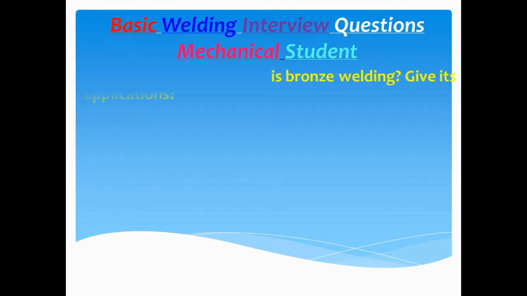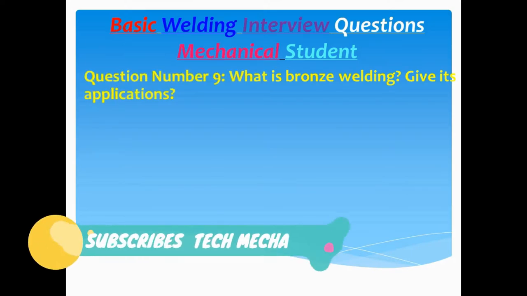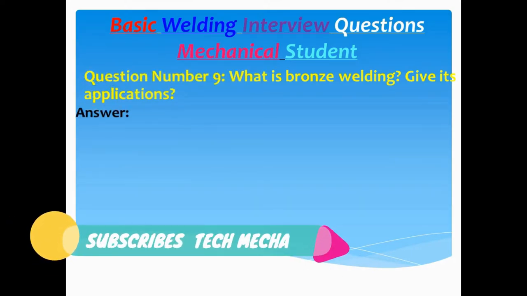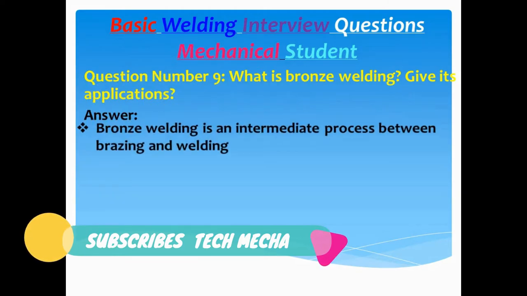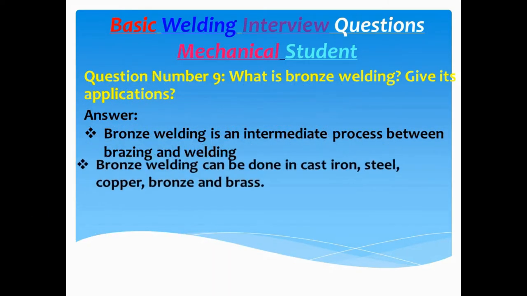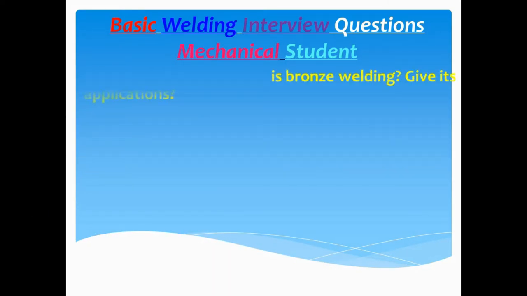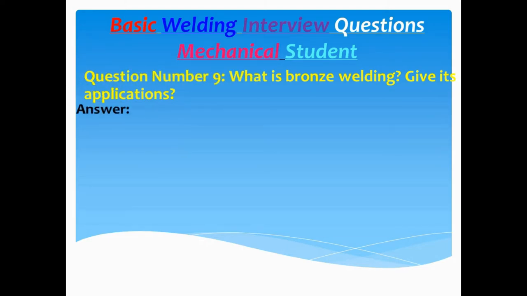Question number 9. What is bronze welding? Give its applications. Answer: Bronze welding is an intermediate process between brazing and welding. Bronze welding can be done on cast iron, steel, copper, bronze and brass.